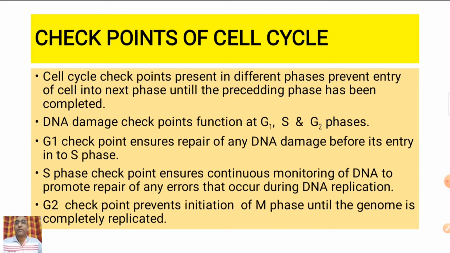Like if DNA damage has occurred, there are DNA damage checkpoints at G1, S and G2 phases. Got it? At G1 checkpoint, what happens? It ensures repair of any DNA damage before entry into S phase. So the cell checks through the checkpoint at G1 whether DNA damage has occurred. If at all DNA damage has occurred, it repairs it. Then only it enters into the S phase.